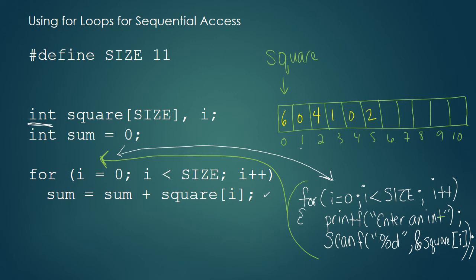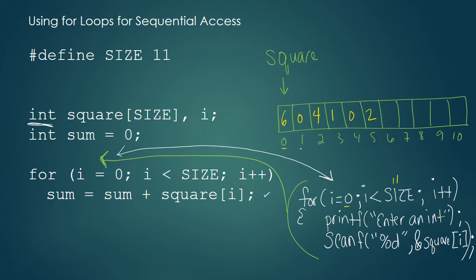So let's see what happens here. We start at i equals 0 and size is 11. Is 0 less than 11? Yes, it is. Enter. So i is going to be 0 because we're at the first location. We're going to scan in and the user is going to give us a 6. Then i is going to change to 1. Then we're going to check: is 1 less than 11?